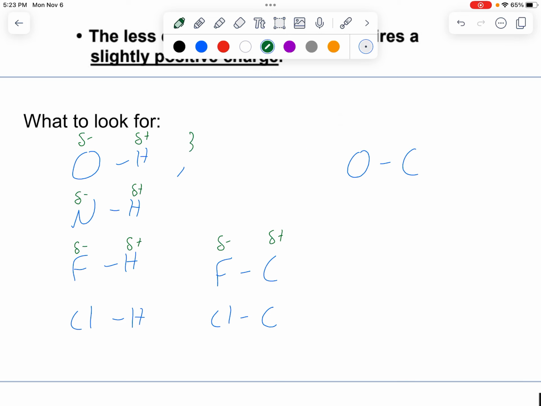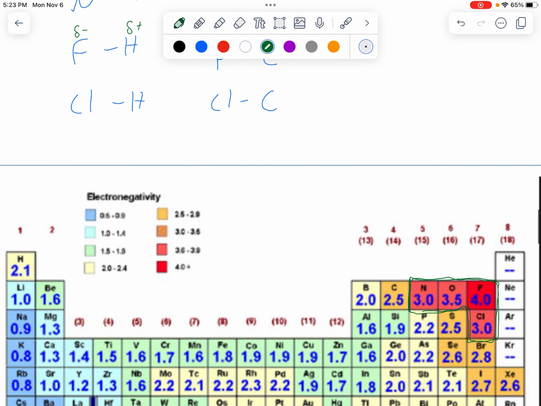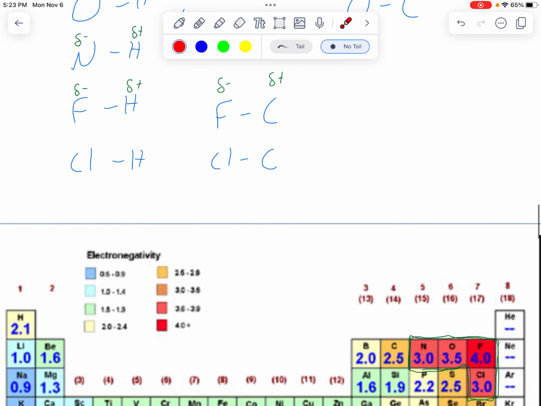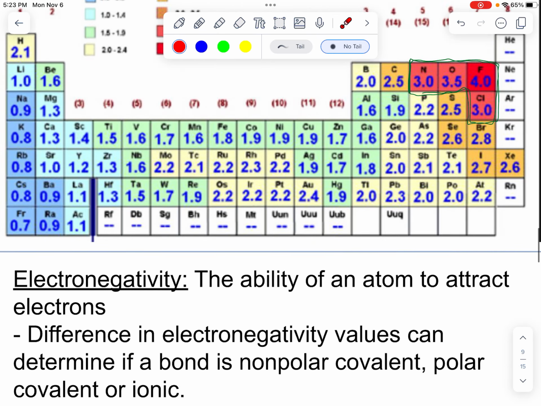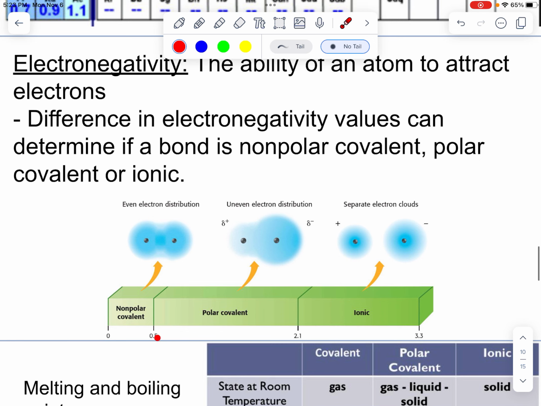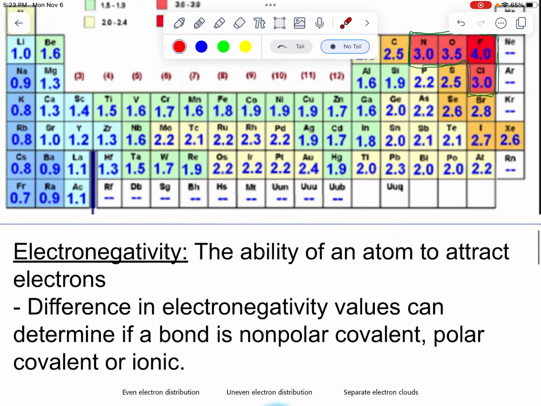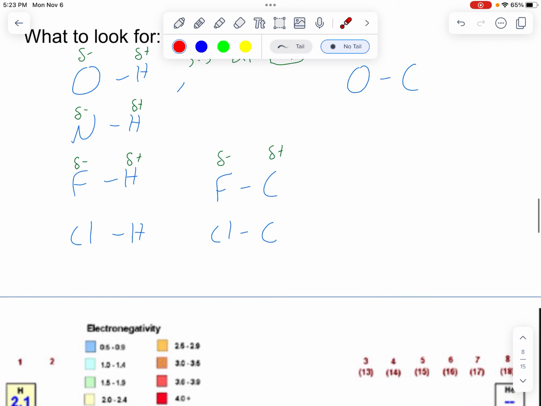So oxygen has a 3.5 electronegativity. Hydrogen has 2.1. So when we subtract those numbers, we get a difference of 1.4, right? That's our electronegativity difference. That's basically telling you how strong they are. So like oxygen is 3.5 strength, hydrogen is 2.1. So there's a 1.4 difference. And if we look down here, anything between 0.5 and 2 is considered polar covalent. So that's why this is a polar bond, right?